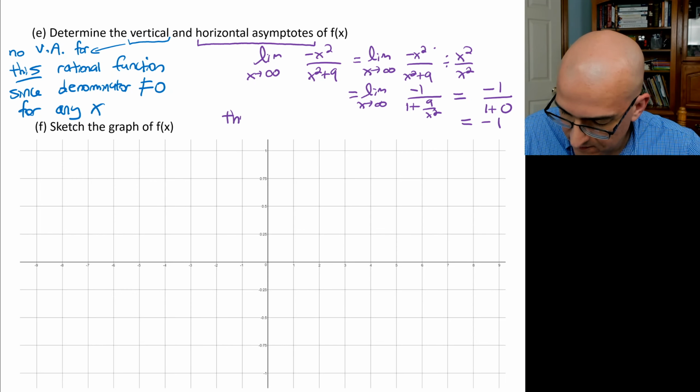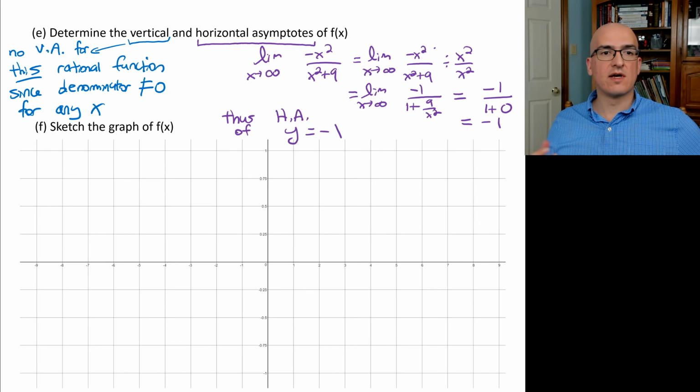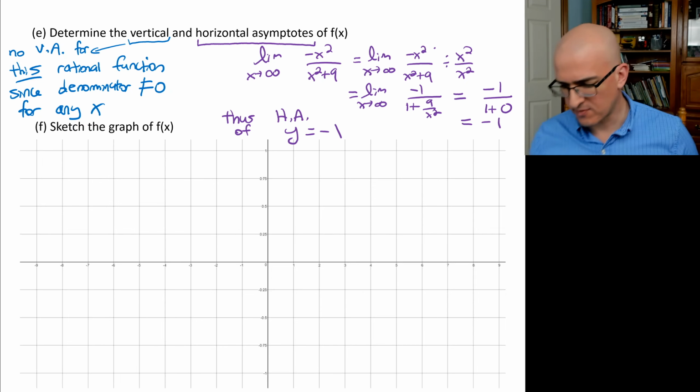Thus, horizontal asymptote of y equals minus 1. What this is saying is the function's y value flattens out to negative 1 when x becomes infinite, and if you take a limit to minus infinity, you'll find the same thing. Also, it flattens out to a y value of minus 1 as x goes all the way to the left, which in the video I just pointed to the right because it's flipped. I do know my left from my right.